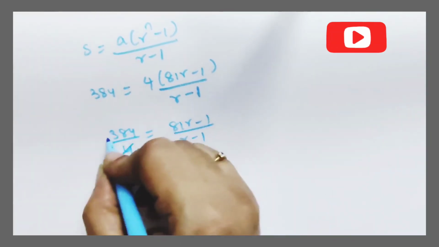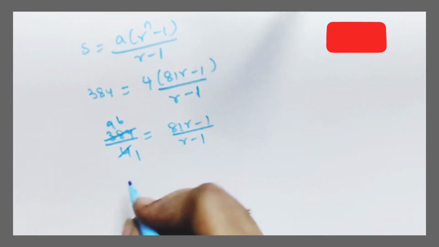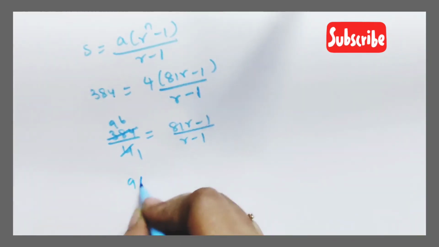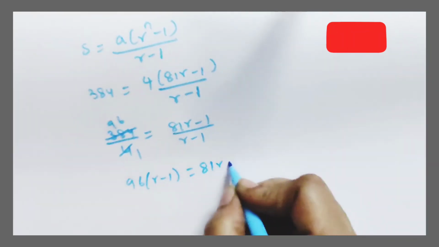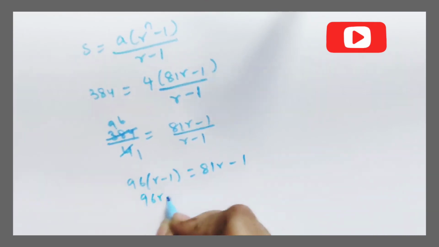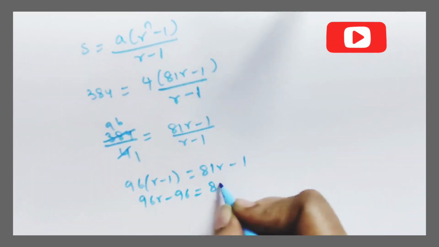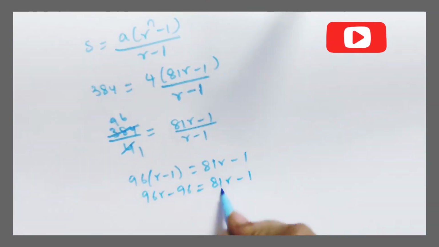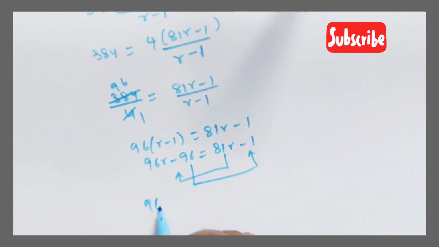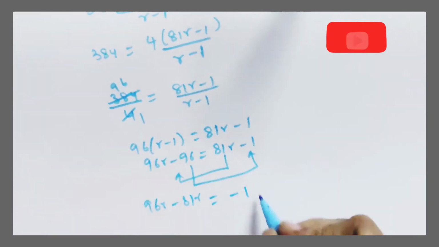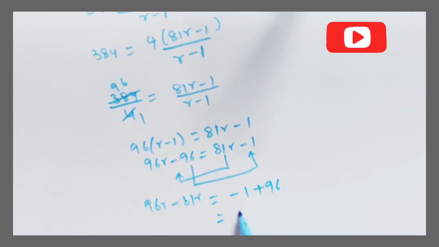So this means 384 divided by 4 is 96. 96 into r minus 1 is equal to 81r minus 1. This is 96r minus 96 is equal to 81r minus 1. Taking the r terms here and the constants over here, it becomes 96r minus 81r is equal to minus 1 plus 96. This is 95. 96 minus 81 is 15r.